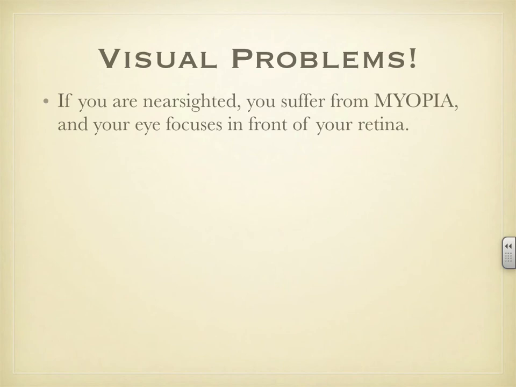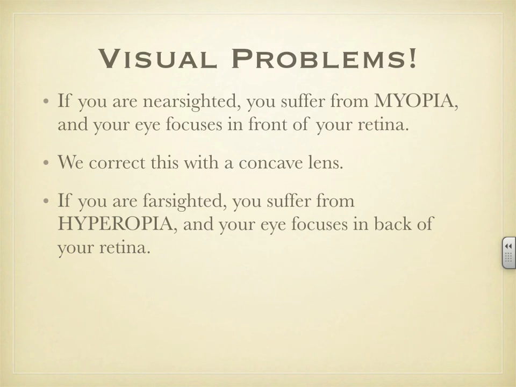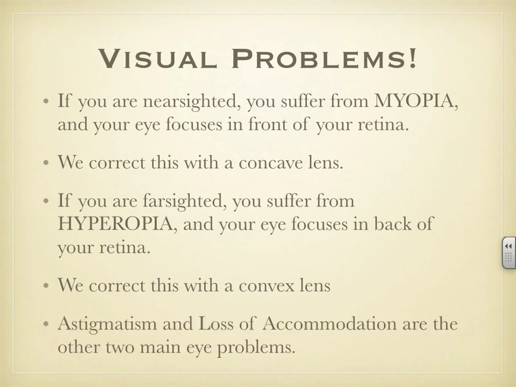If you are nearsighted, which is the most common problem, you suffer from myopia, and your eye focuses in front of your retina. We correct this with a concave lens. If you are farsighted, you suffer from hyperopia, and your eye focuses in back of your retina, and we correct this with a convex lens. We also have problems called astigmatism and loss of accommodation. These are our four most common types of problems, and all of these we can correct with lenses, which is really nice.